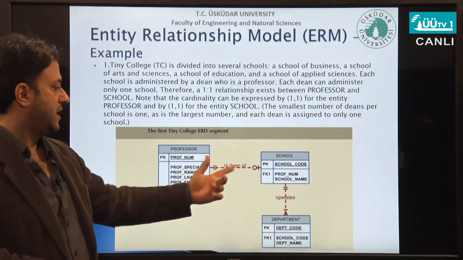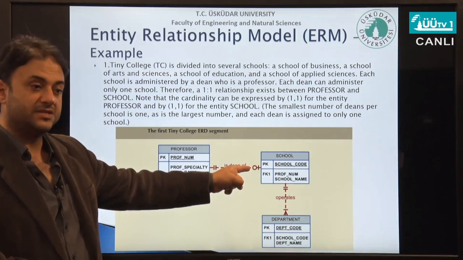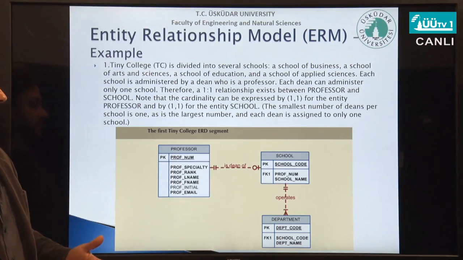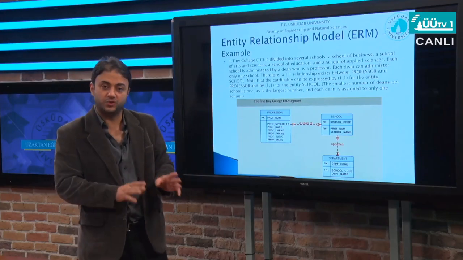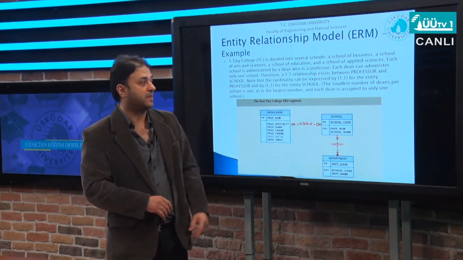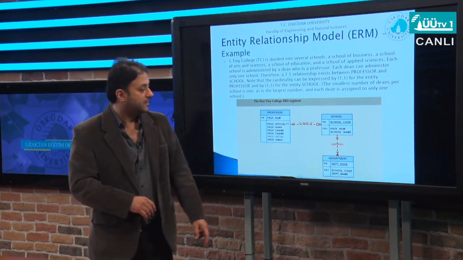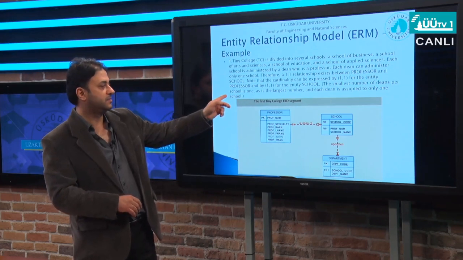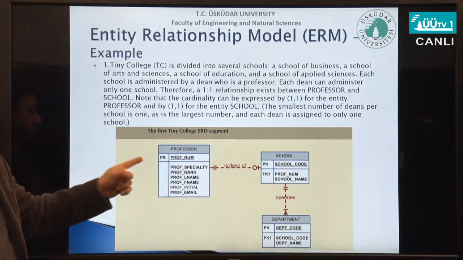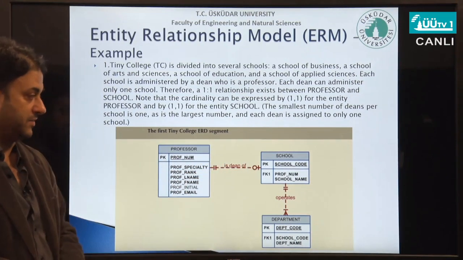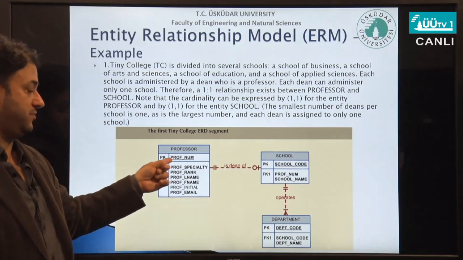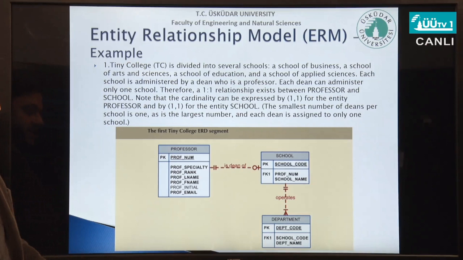If we keep it like this, zero means that there are some schools without deans. That might be the idea. But if we say that each school should have a dean, we have to make it one and one. The smallest number of deans per school is one, and the largest number of deans assigned to one school is also one. So this is the cardinality. Again, it's a weak relationship because the primary key here is just a foreign key here. That's it.